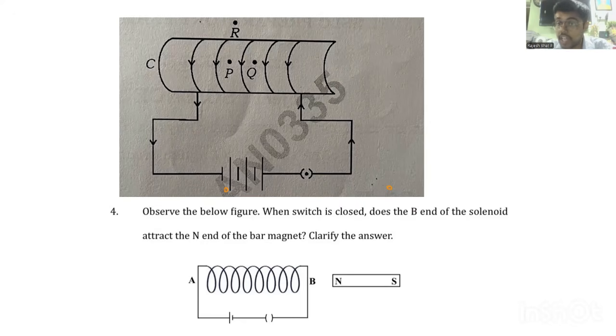First place is for P and Q, second place is for C, third place is for R. Obviously the magnetic field will be strong at the center. As you go farther and farther, the magnetic field reduces. Okay. Next.